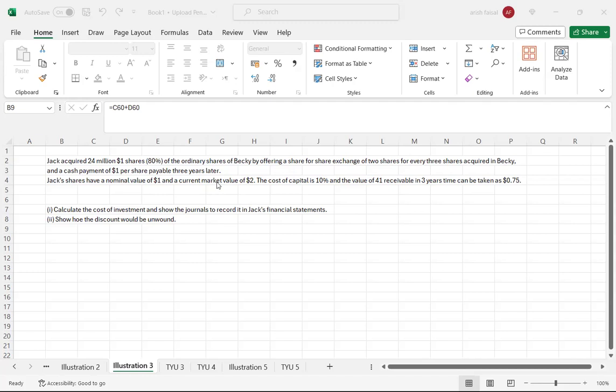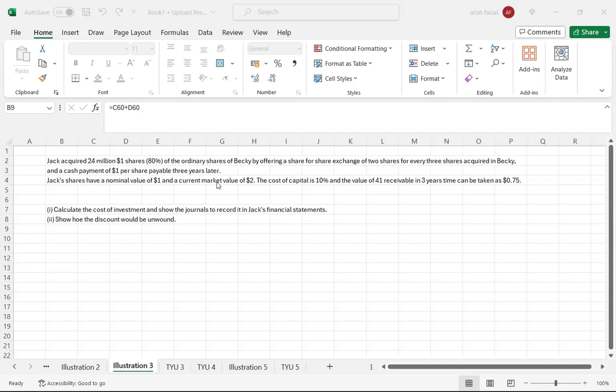So if you look at this question, there are actually 2 ways of how Jack is funding the acquisition of the Becky company. First of all, it's their share consideration, which they're giving right now. And then after 3 years, they will also make a cash payment of $1 per share acquired. So that's going to be a payment of 24 million. That's going to be considered as a deferred consideration. Okay. So we have a share exchange over here and we have a deferred consideration over here.